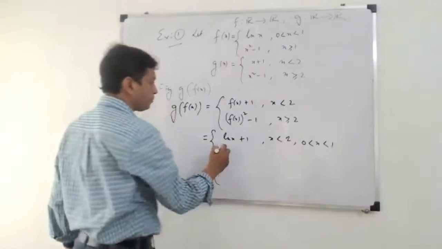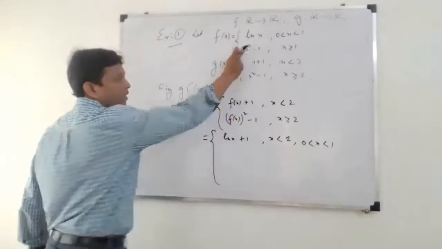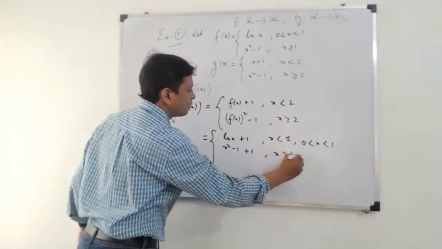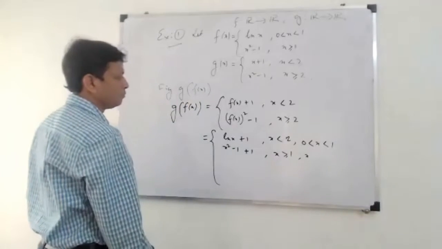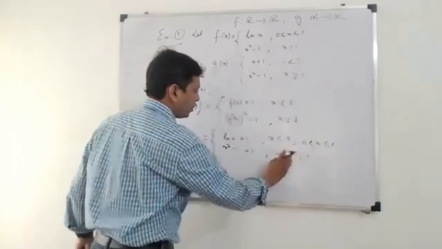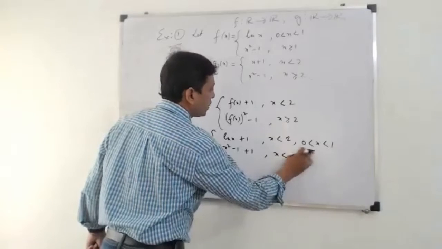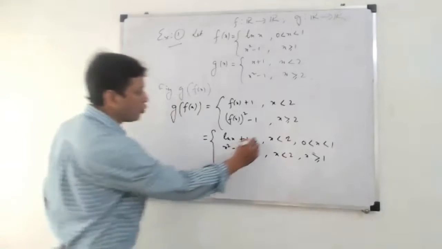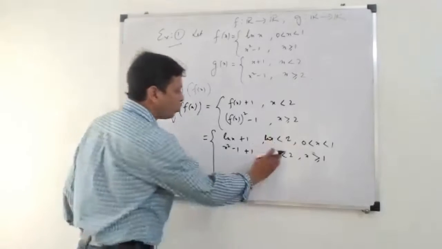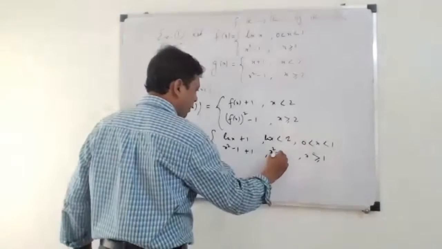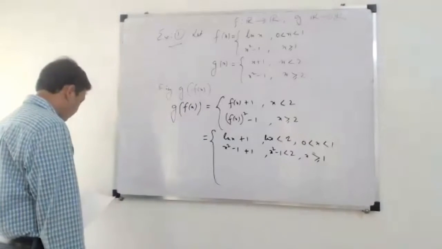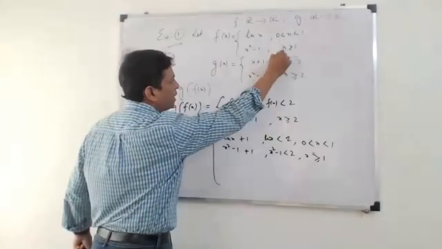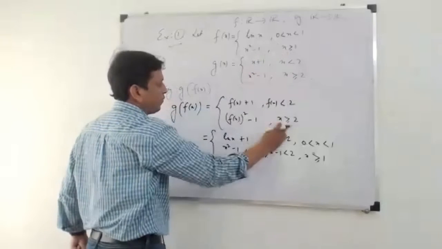And again, this f(x) can be replaced by x square minus 1 also. First you have to write x less than 2, x greater than 1. Clear? Sorry. It should be ln x less than 2 and x square minus 1 less than 2. Now it is fine. Actually, this should be f(x). All x should be replaced by f(x). This should be f(x).